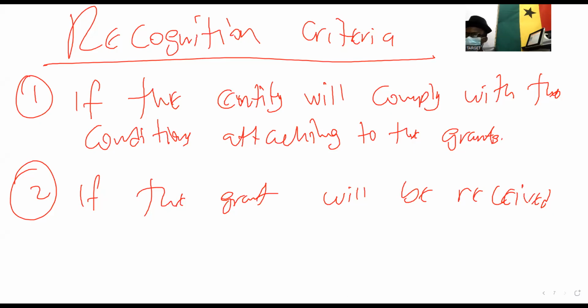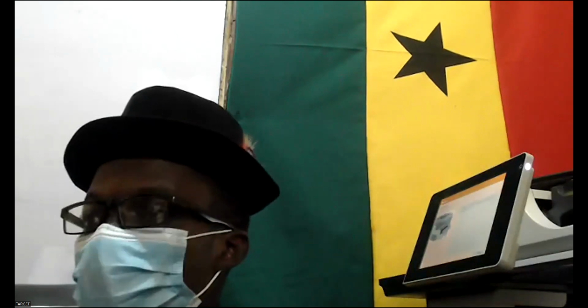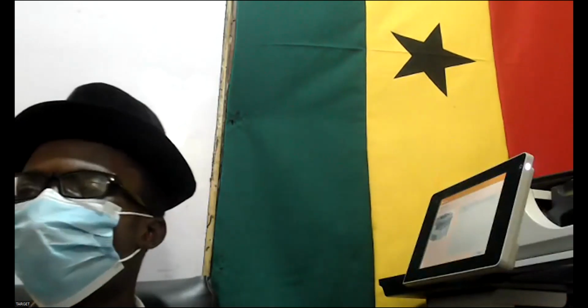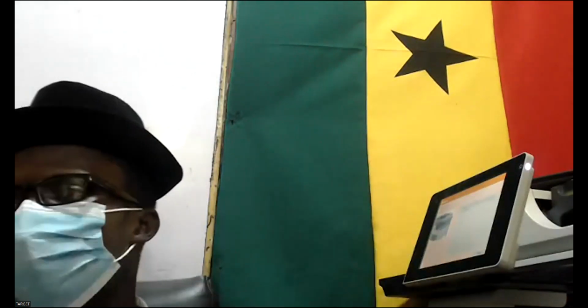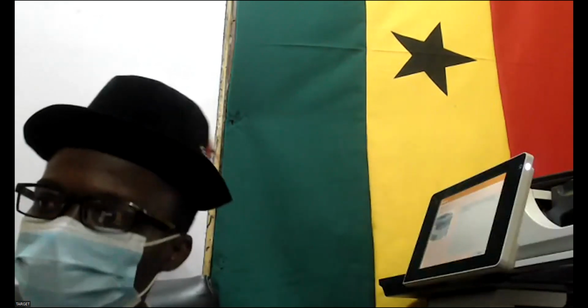So these are the two conditions. If you fulfill them, why not? Go ahead and record the grant. A government grant is not recognized until there is reasonable assurance that the entity will comply with the grant conditions and the grant will be received. Take notice of this condition. When this happens, you can go ahead and record your grant.